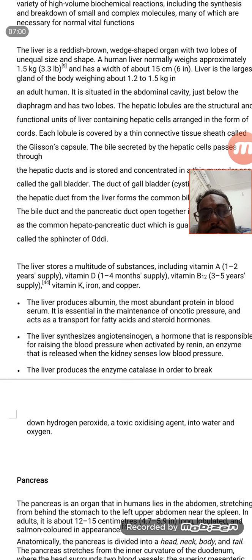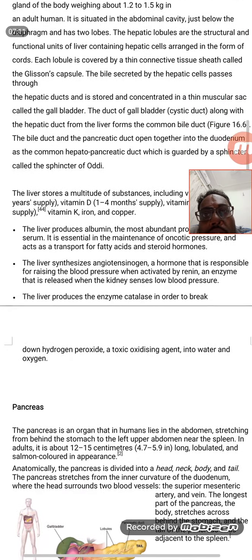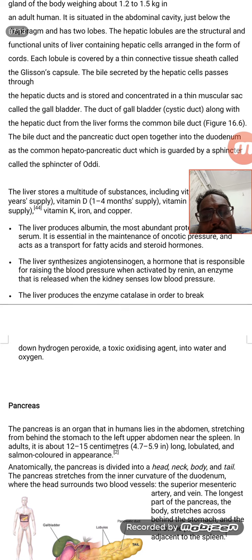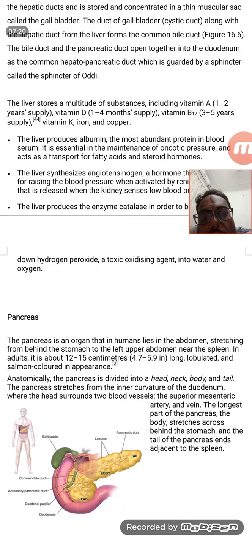They carry the digested, absorbed food material from the small intestine to the liver, and this liver will open. That means the bile duct and the pancreatic duct will open to the duodenum through a common pathway known as the hepatopancreatic duct, which is guarded by a muscle known as the sphincter of Oddi, in remembrance of the person who first reported this.